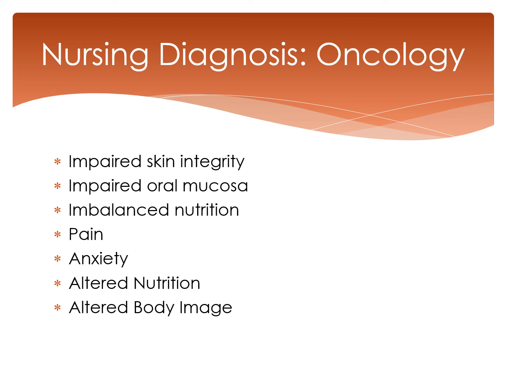Impaired skin integrity is one of the leading causes of infection for oncology patients. It is important to assess for infection by looking at temperature and white blood cell count. In addition, patients can have impaired oral mucosa, imbalanced nutrition, pain, anxiety, altered nutrition, and altered body image. Wigs, assisting with basic beauty, hygiene, and spiritual care can help with patients' altered body image.